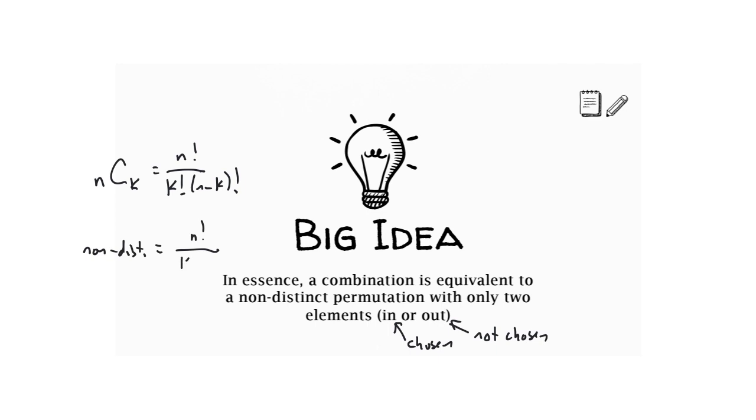So I might have type k1 factorial. I might have type k2 factorial. What the big idea is saying here is if there's only 2 types, right, in and out, then it must be true that k1 and k2 add up to n. And that's precisely what's happening with the combinations here. k and n minus k add up to n. It's an important idea to keep in mind.